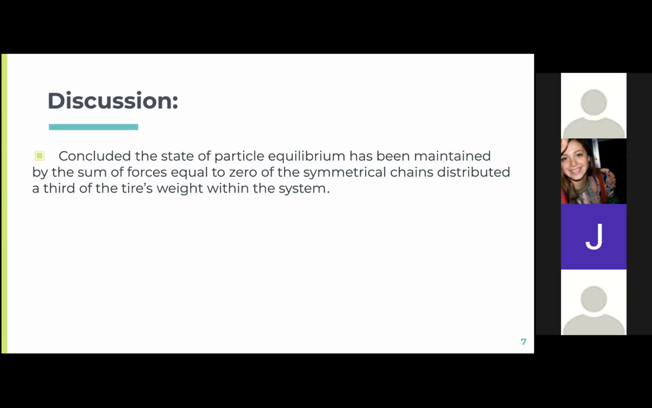We concluded that the state of particle equilibrium has been maintained by the sum of forces equaling 0, with the symmetrical chains each carrying a third of the tire's weight within the system.